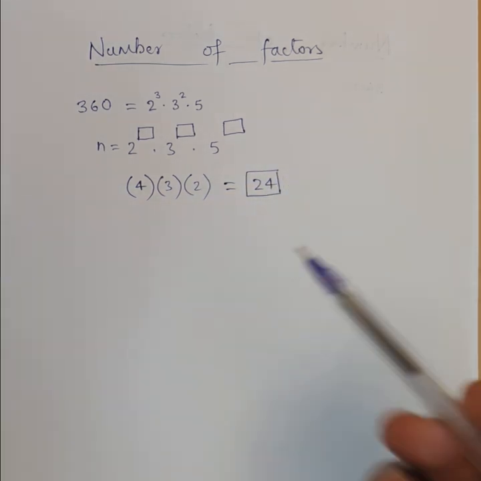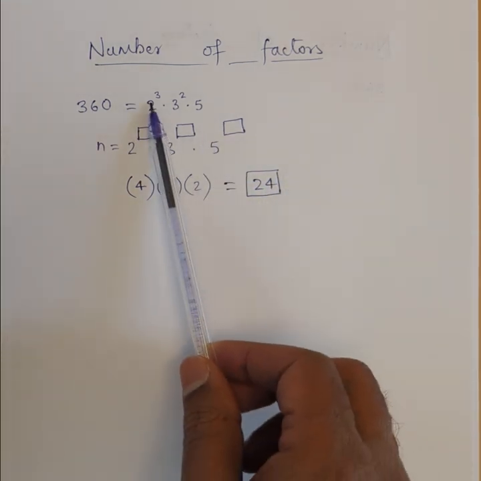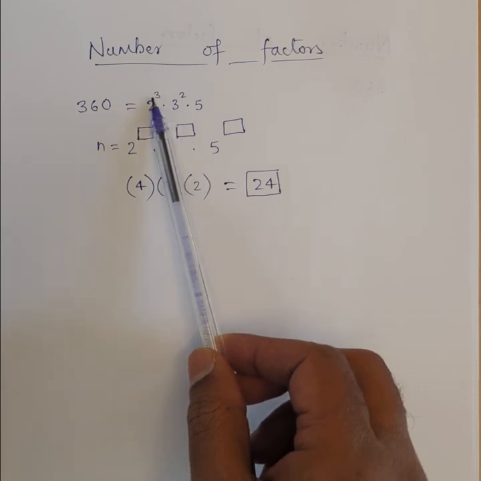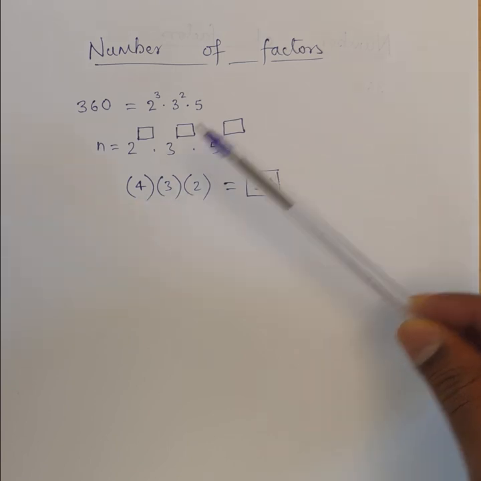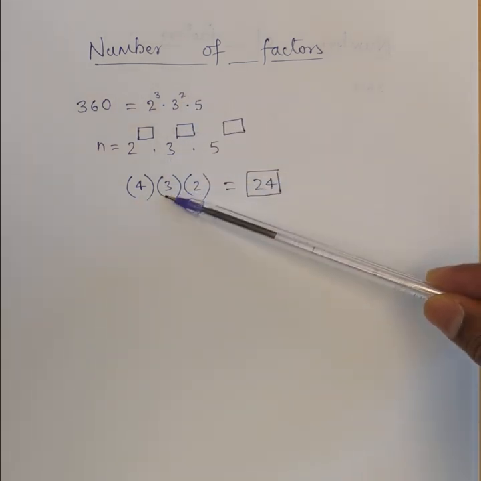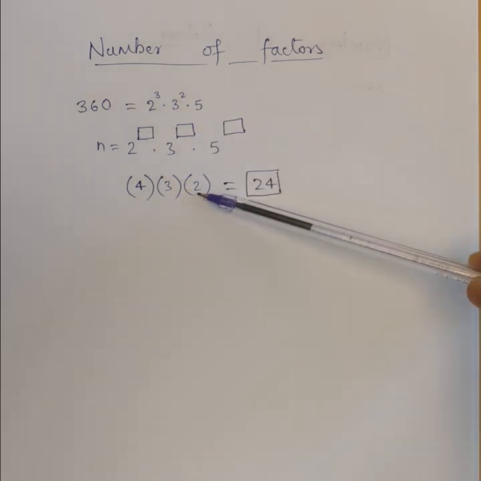So in general, what do we do? After you write down the prime factorization, increase each exponent by 1. So if it is 3, then write 4. If it is 2, write 3. If it is 1, then write 2. And then multiply all those numbers. That will give you the number of factors.